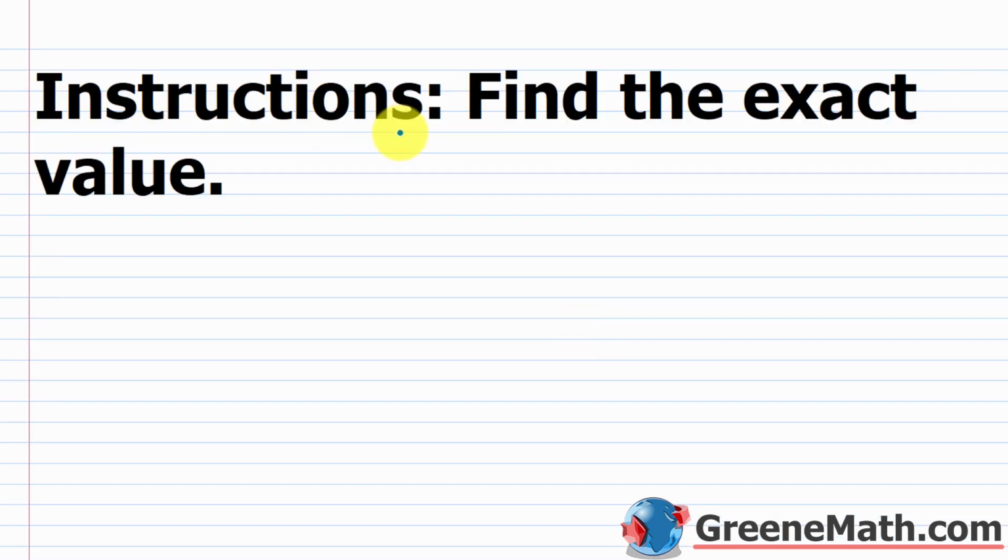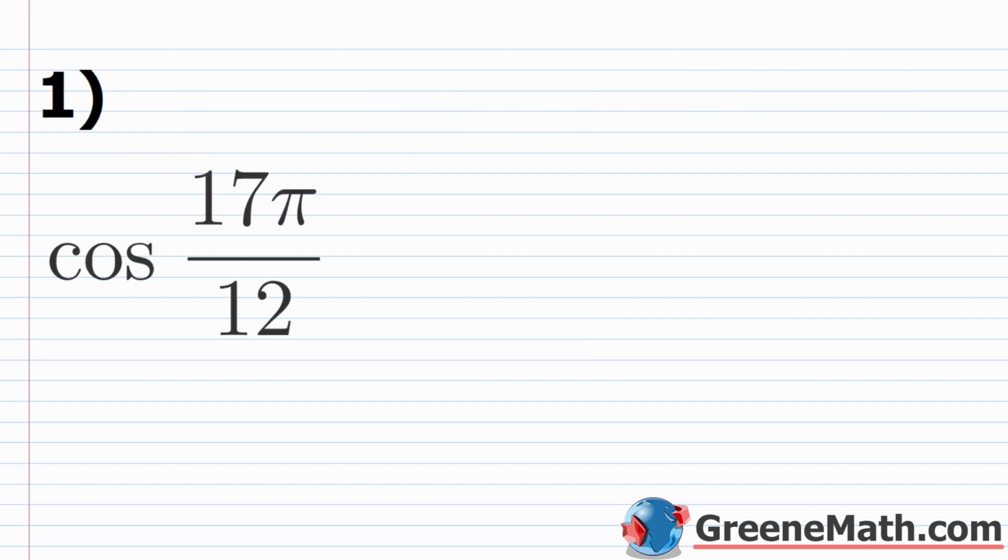So for the instructions, we're asked to find the exact value. And for the first problem, we have the cosine of 17 pi over 12. Now, a lot of people do not like working with fractions. So what I would do if you're struggling with that is to convert this over to degree mode. It's not necessary, but I think I'm going to do it here because a lot of people will find this really, really hard. So I'm just going to say that this is 17 pi over 12. And I'm going to multiply this by 180 degrees over pi.